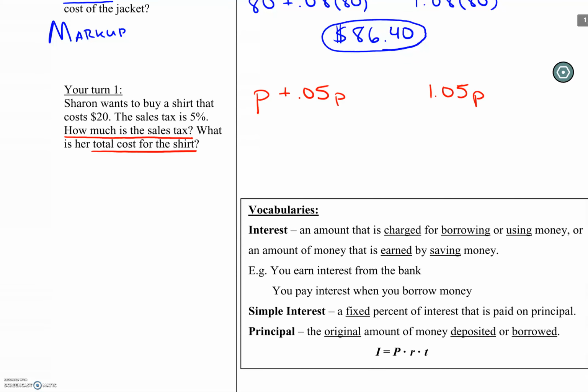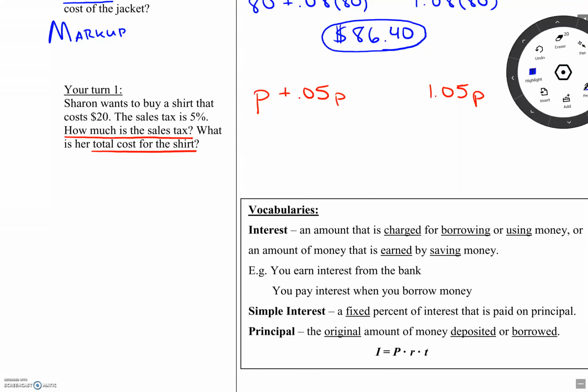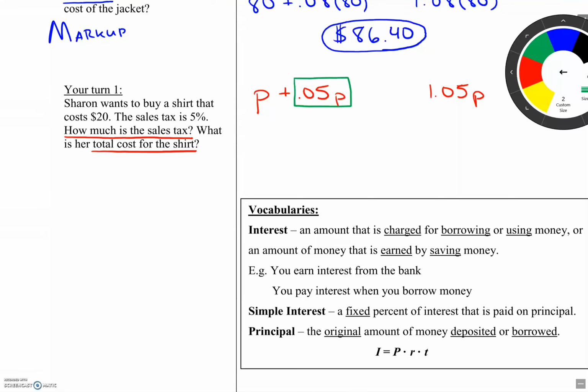Now, if we want to know just the amount of sales tax, we are going to use, remember, this part of the expression. That's just going to tell us the amount of markup, or the amount of sales tax in this case. So 0.05 times 20 gives us 1. So the sales tax amount is 1, which we can add to 20, or you could do 1.05 times 20, and you'll get an answer of 21.